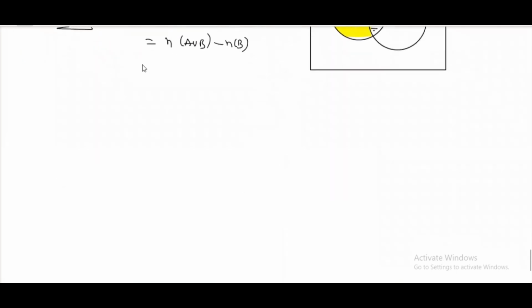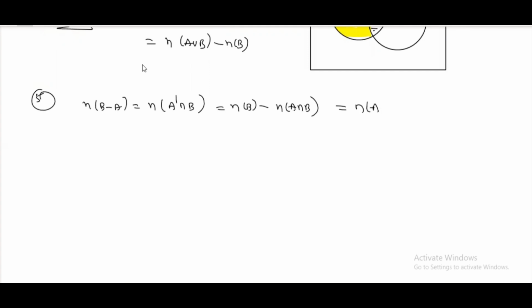Next, result number 5. What is result number 5? n of B minus A. Just now we discussed result 4. In the same way, n of B minus A is n of A complement intersection B, which we can write as n of B minus n of A intersection B, or that is equal to n of A union B minus n of A. So next, result number 6.